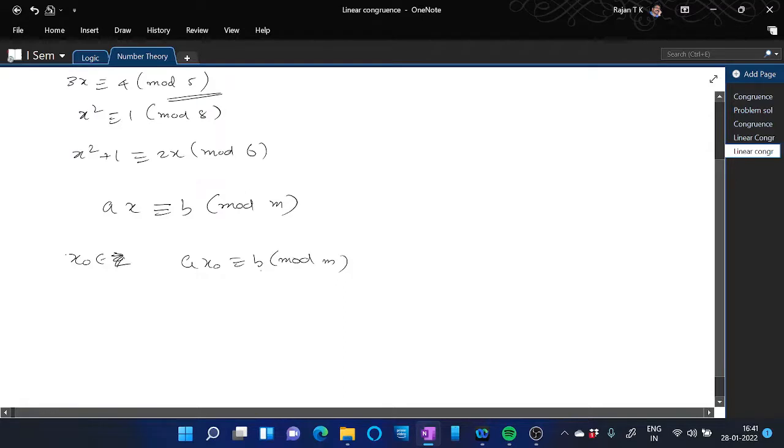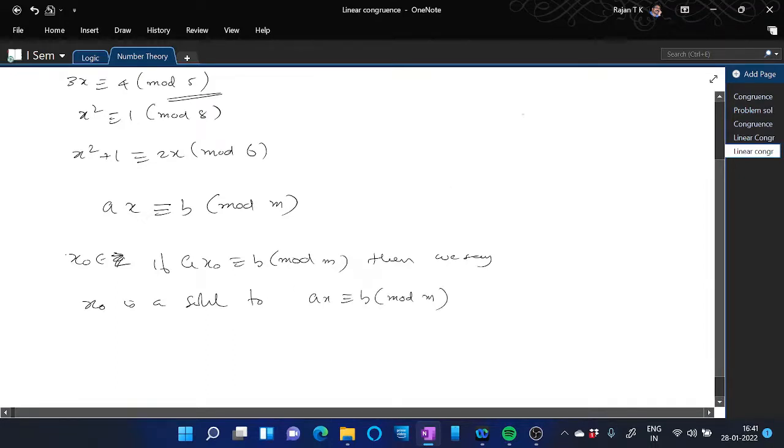satisfying a x naught congruent to b mod m, then we say this x naught is a solution to the linear congruence ax congruent to b mod m.